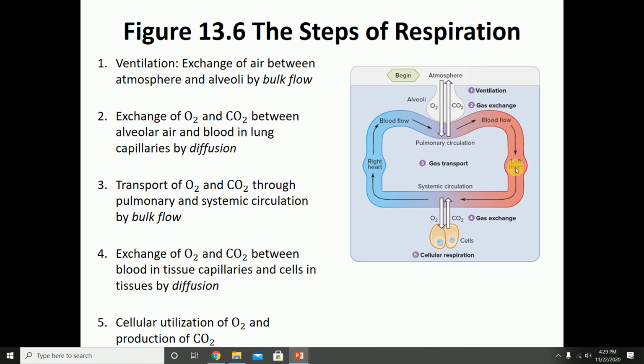Third step is the transport of oxygen or carbon dioxide, and that is the function of the circulatory system, and again that happens through bulk flow of these gases. And then there is the internal respiration, which is the gas exchange that happens at the cellular level, and that occurs through diffusion. In the cell itself, there is cellular respiration, and that is going to utilize oxygen and produce carbon dioxide.